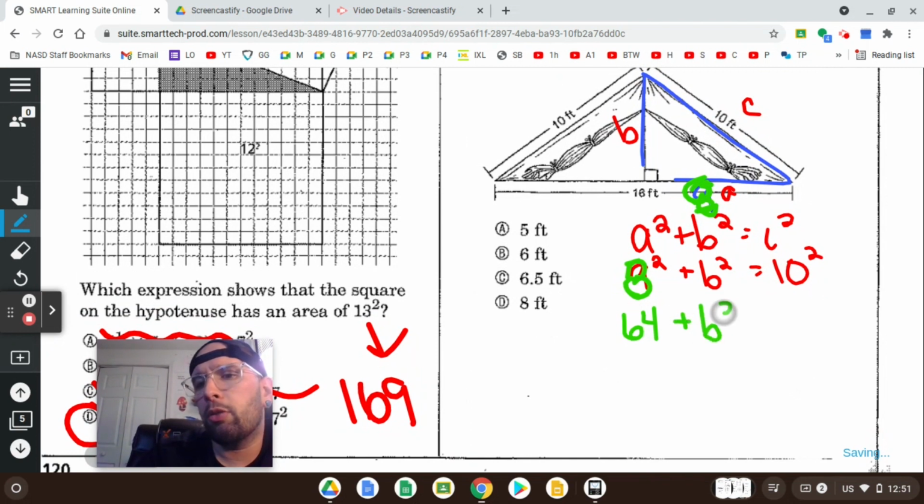B squared is B squared. 10 squared is a hundo. Is B all by itself? No. What's in the way? 64. Subtract it.